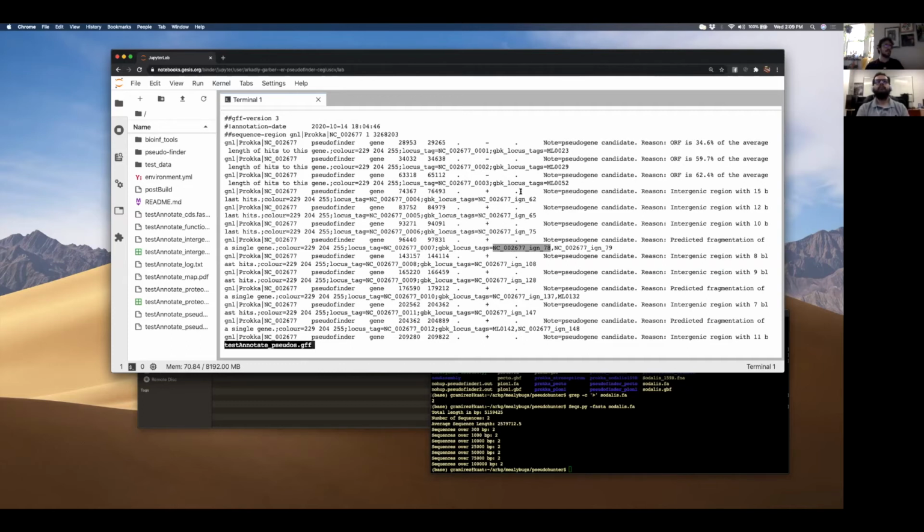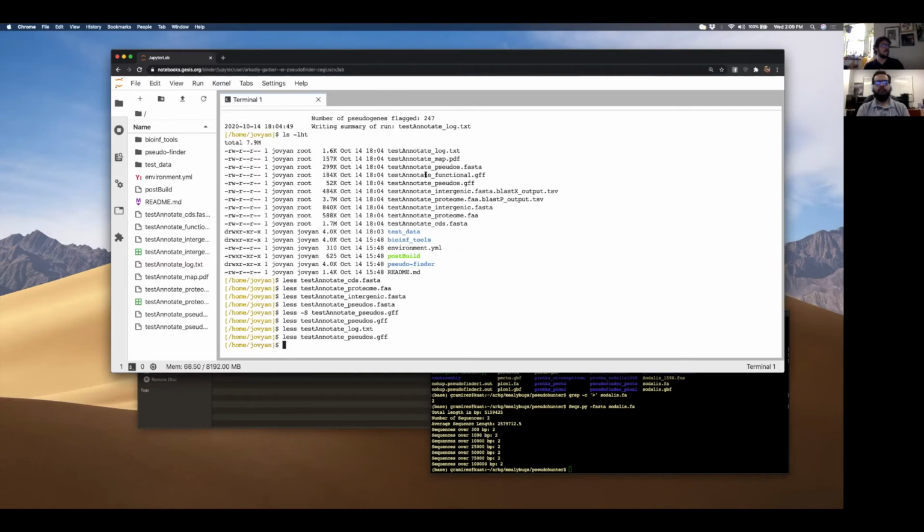Another example here, this one: the pseudogene reason is that the open reading frame is about 60% of the average length of the hits to this gene. Right? So it's a lot shorter. There must have been a deletion or something else that happened that broke this gene up.